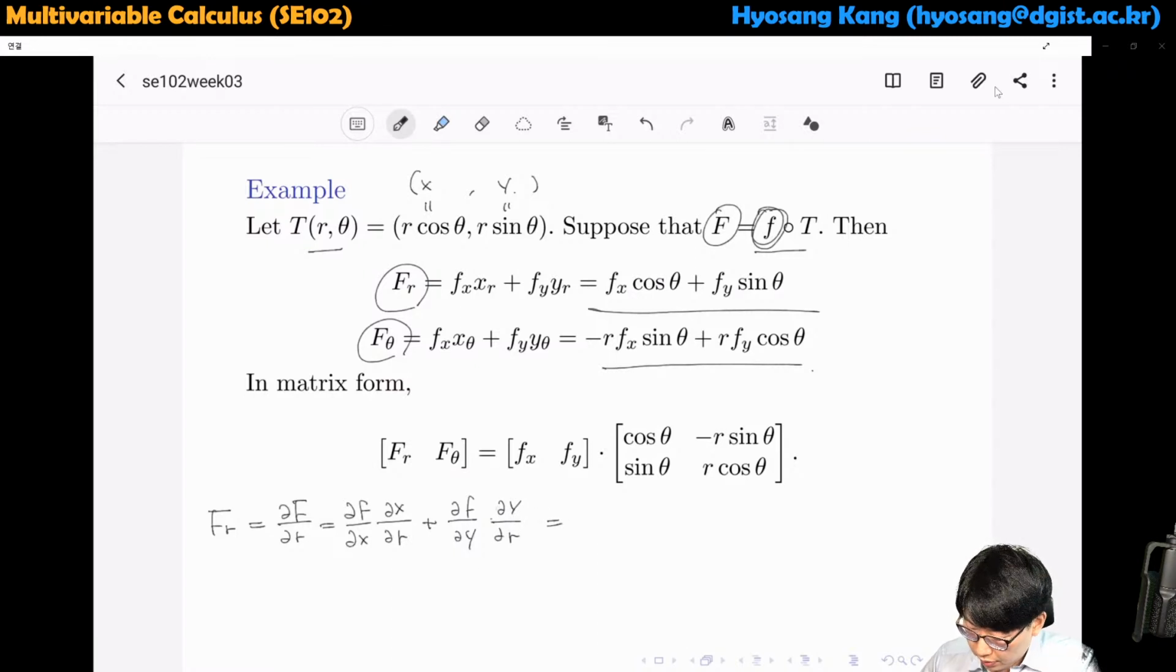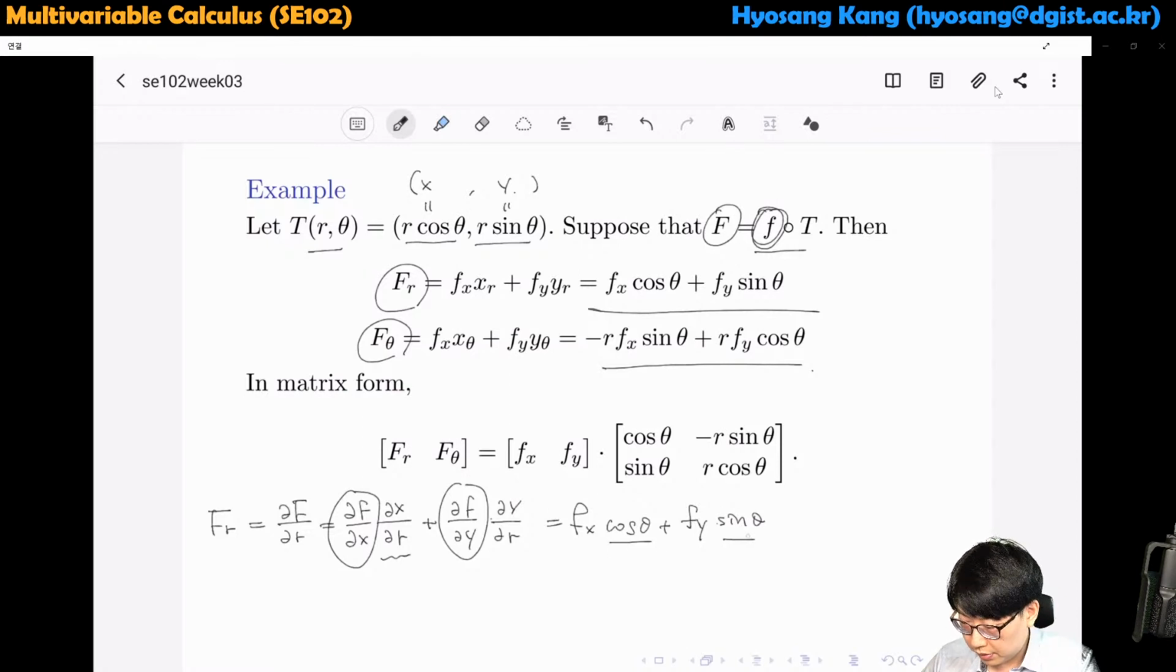Okay, I don't know what these are, so I just put f_x, but I know what these are. We have the formula of x and y in terms of r and theta, so we have f_x cosine theta and f_y sine theta. When I take the partial derivative of these expressions by r, I take theta as a constant. So this is a linear expression of r, a 1-degree polynomial of r with the coefficient cosine theta, so I have cosine and sine here.